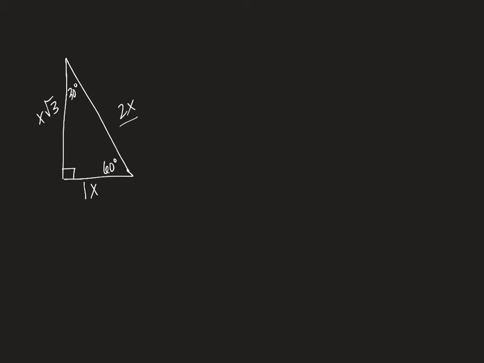It's also in the middle because it's across from the 60. So remember, the short side is across from the smallest angle. The longest side is across from the largest angle. So the 1x is always going to be directly across from the 30-degree angle because it's the smallest side. It's just 1x. The 2x is always going to be the hypotenuse across from the largest angle, which is 90. And then the 60 is always going to be across from the radical 3 times x. So that's what we're going to use anytime we see a 30, 60, 90 triangle. So let's try a few examples.